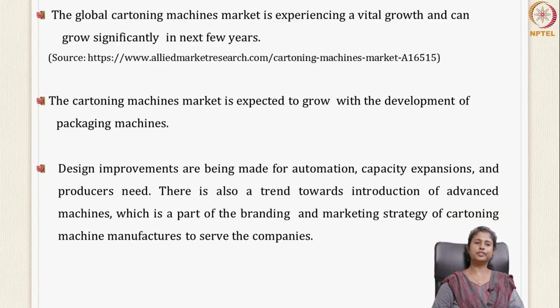So coming to a conclusion, the global cartoning machine market is experiencing vital growth, and it can grow significantly in the next few years. The carton machines market is expected to grow with the development of the packaging machine. Every day you have new advances happening in the packaging machine, and the cartoning system is expected to grow along with it. Design improvements are being made for automation, capacity expansion, and even for producers' customized needs. Now, there is a trend towards introduction of advanced machines, which is a part of the branding and marketing strategy of carton machine manufacturers to serve the companies.